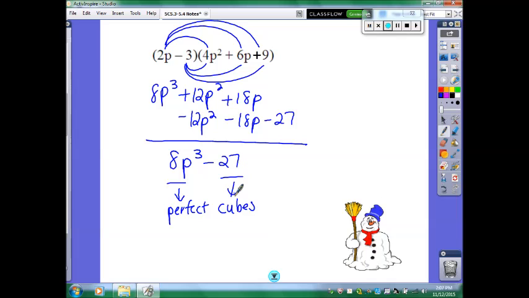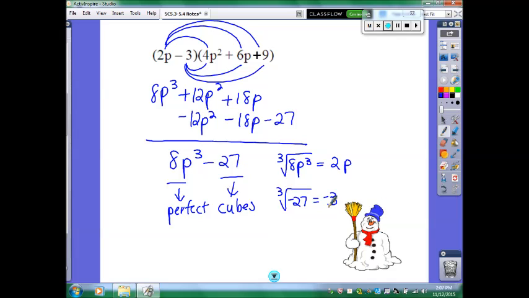Okay? Because the cube root of 8p to the third is 2p, and the cube root of -27 is -3. So that's going to help us set us up to factor the sum and difference of cubes. We factor the sum and difference of binomials, okay, of perfect squares. Now we're going to do the sum and difference of cubes.